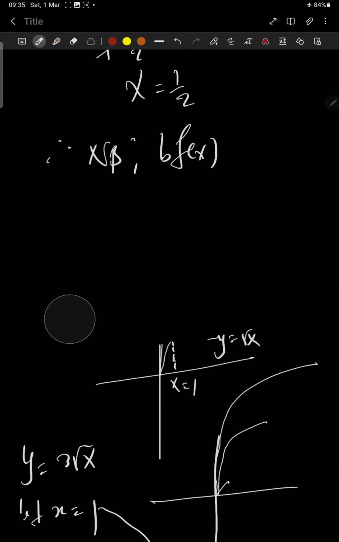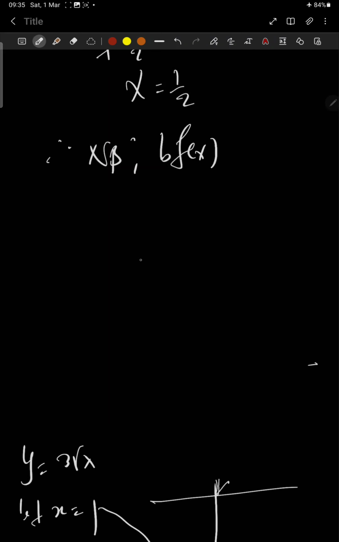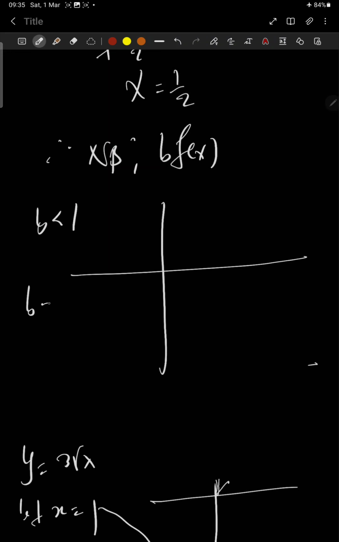Okay, now if it is less than 1, b is less than 1. So let's take, for instance, b is equal to 1 over 2, right? And we have our y is equal to the square root of x.